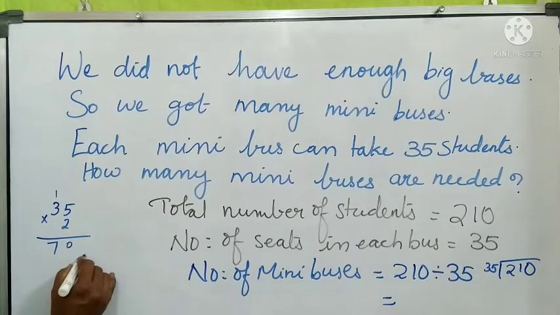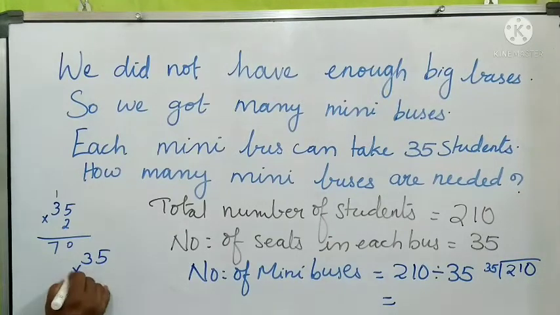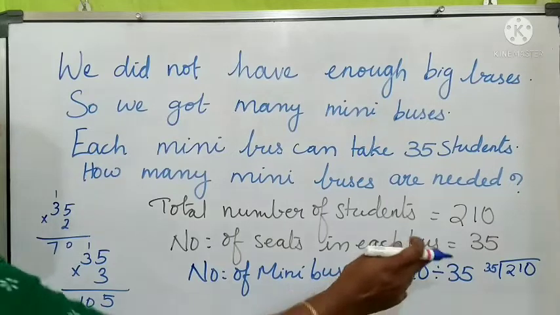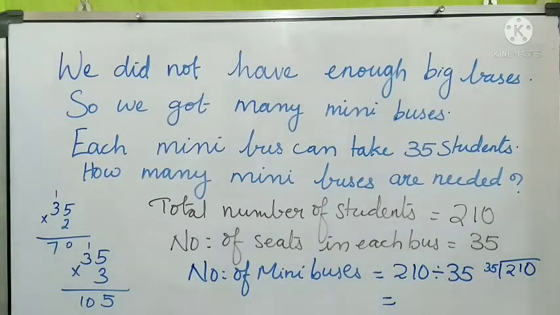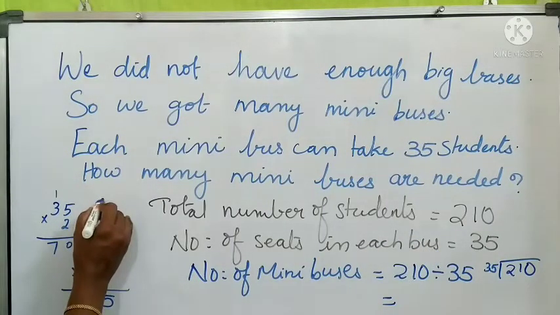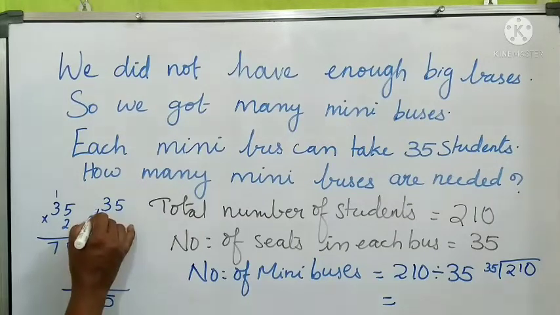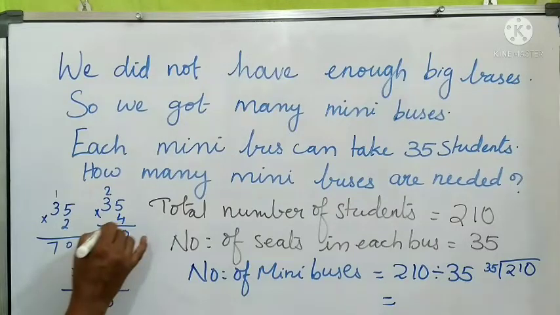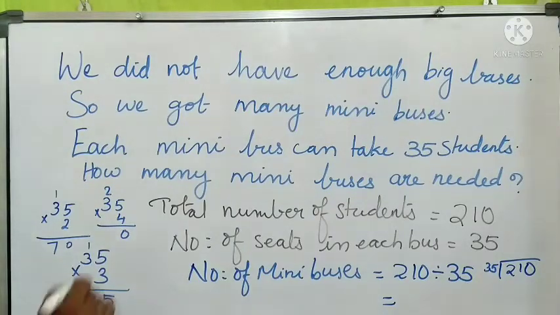So 35 into 3. 3 5s are 15. Balance 1. 3 3s are 9. 9 plus 1, 10. 105. There is 210. So repeating the multiplication. 35 into 4. 4 5s are 20. Balance 2. 3 4s are 12. 12 plus 2, 14. So around 140.